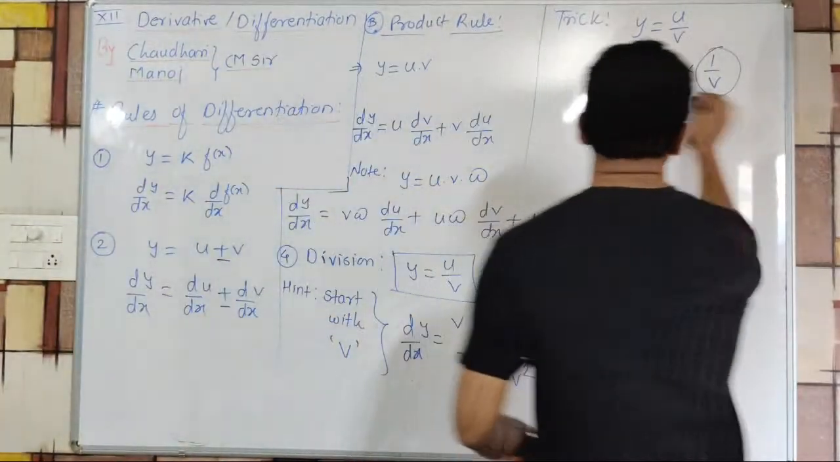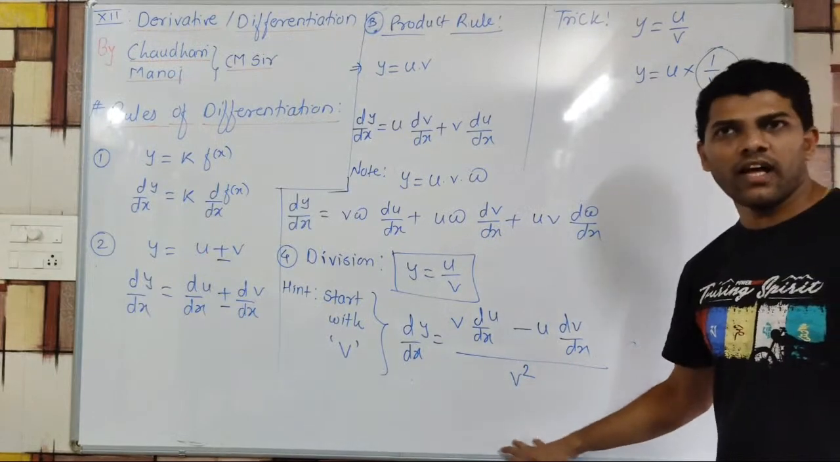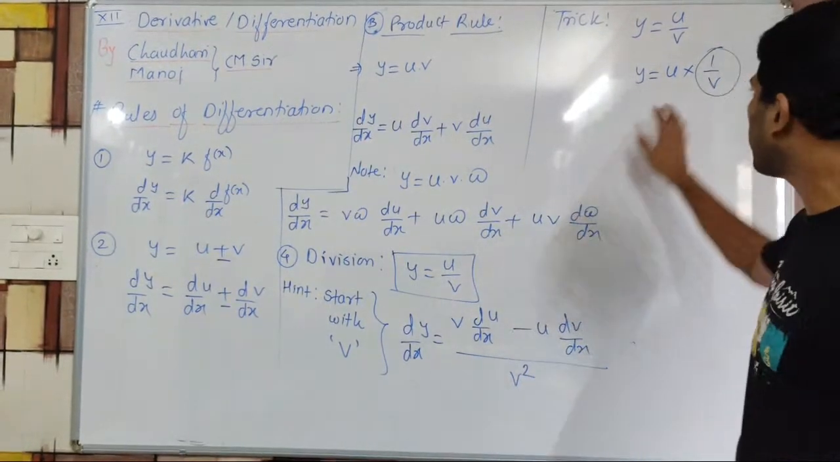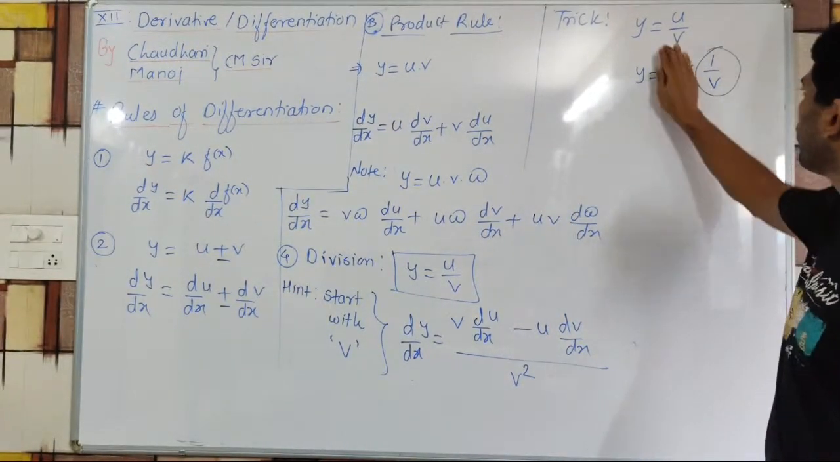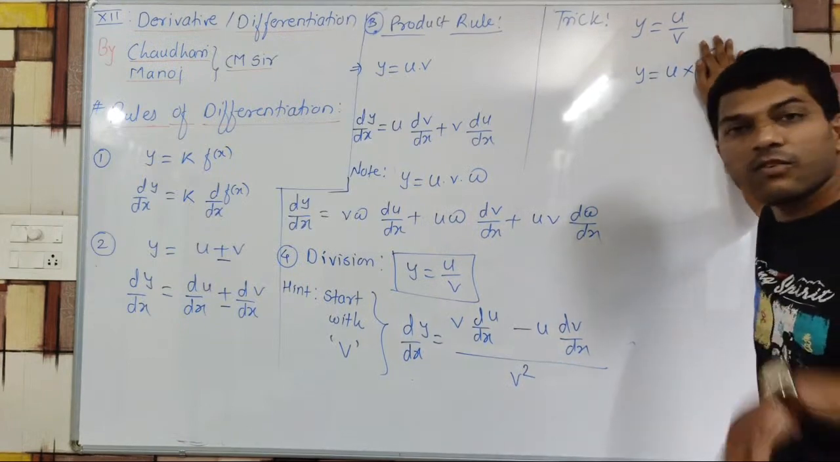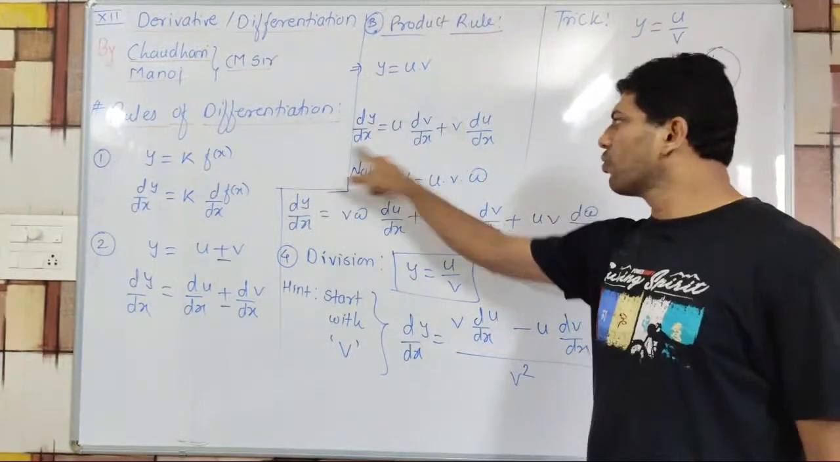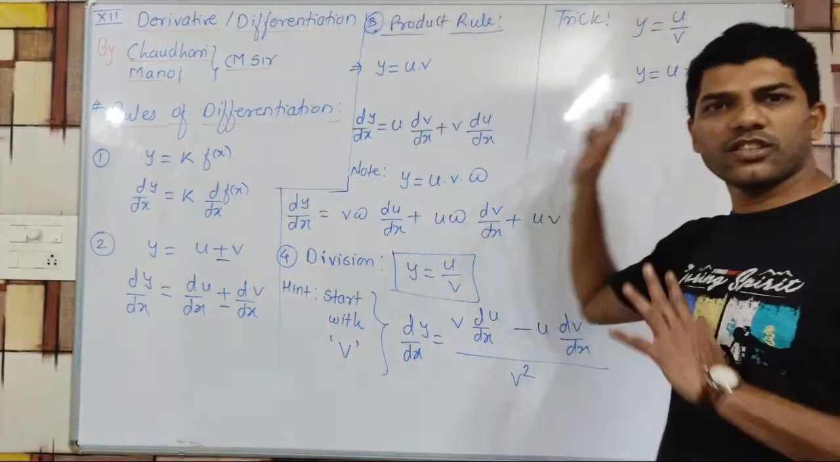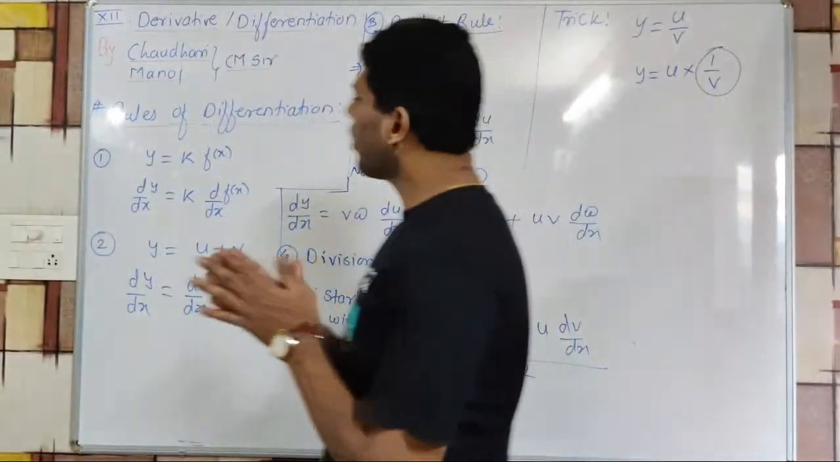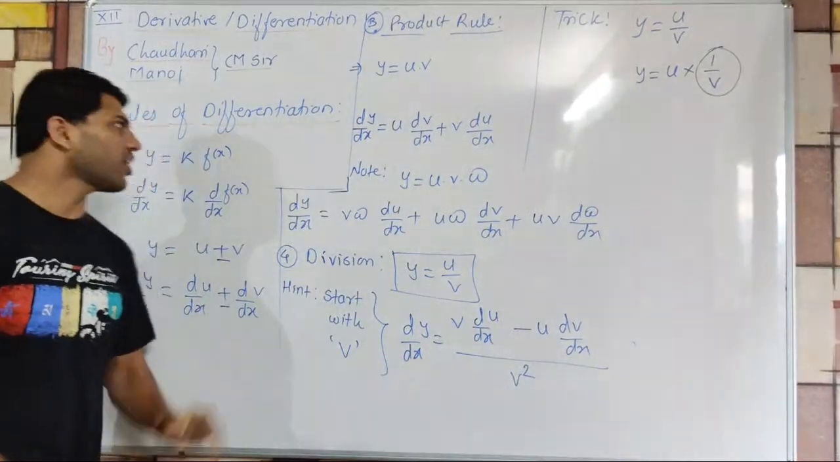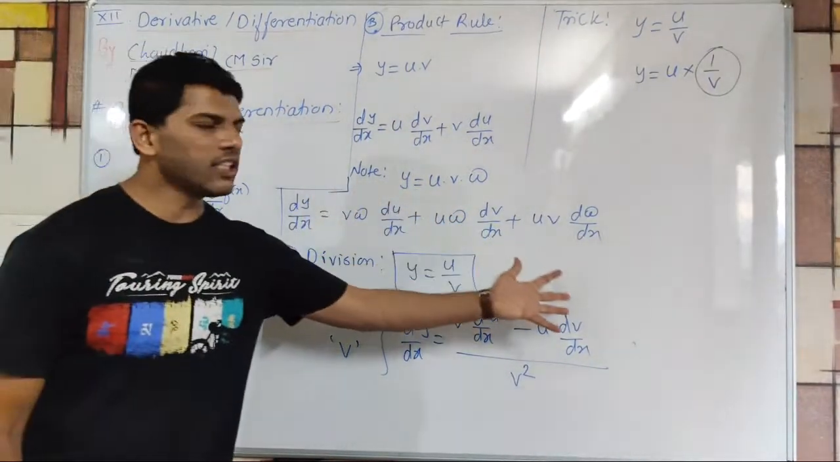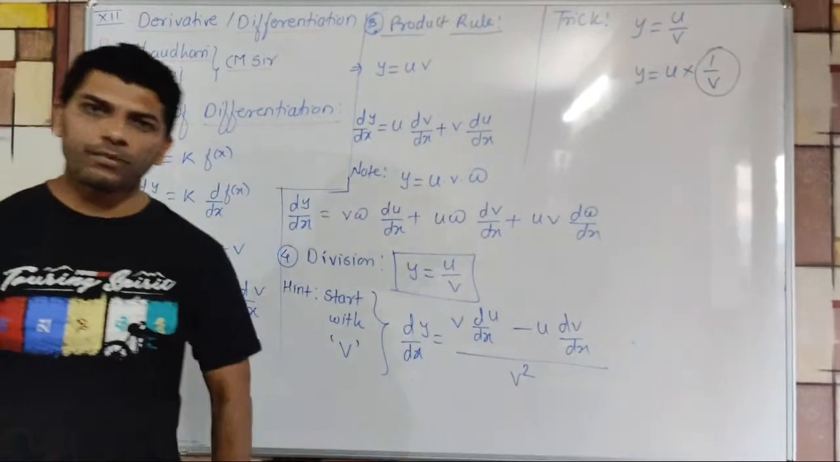If you don't want to remember this particular formula, then you can convert that u by v case as a product rule. So this is u and this acts as a v. So u into v, then you can freely use this formula to find out the derivative of this rule. So this is called the rules of differentiation. All these formulas are called rules or the algebra of the derivative, we can say.